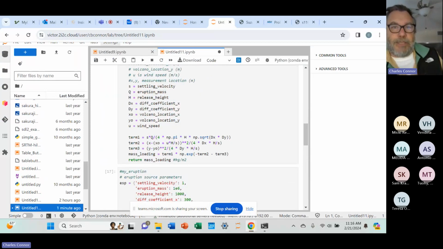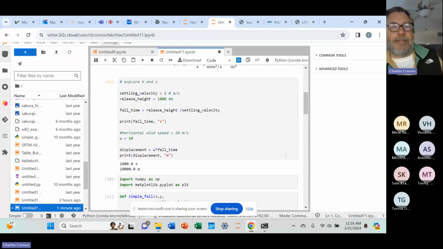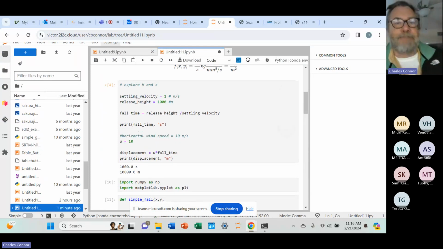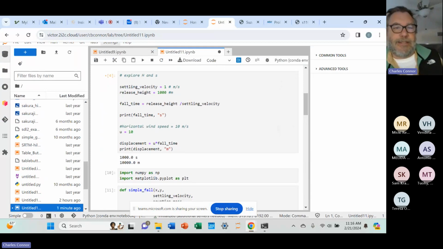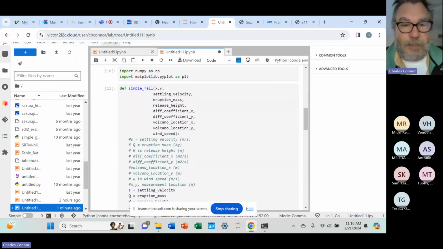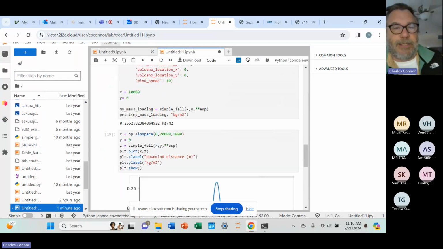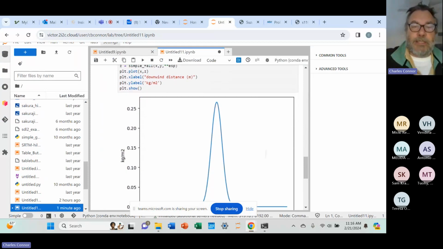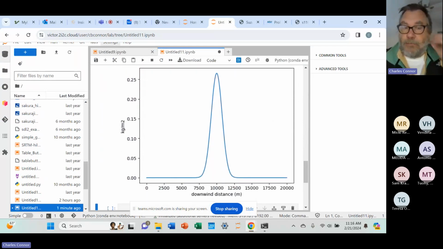That makes sense because that's where I expect the tephra to fall if its settling velocity is 1 meter per second, its release height is 1,000 meters in the air, and the wind speed is 10 meters per second, right? That's what I expect. So if I change the wind speed or another parameter, I should get a different shape to the curve, right?